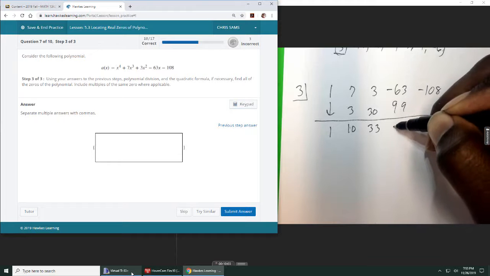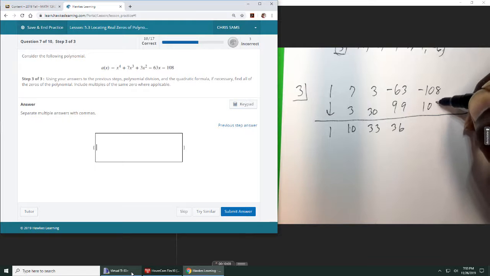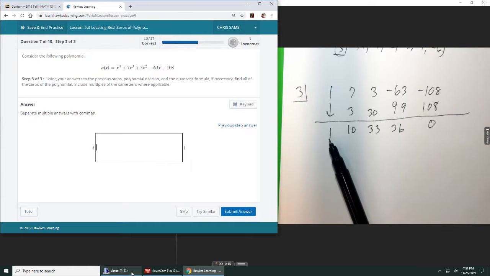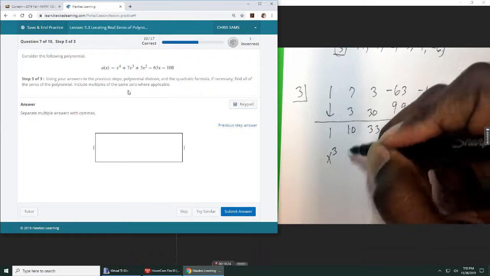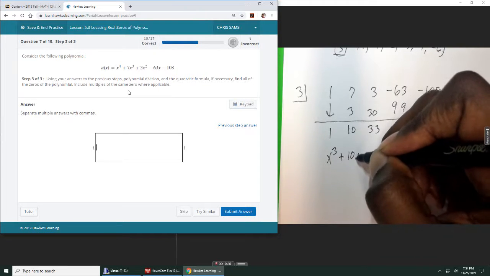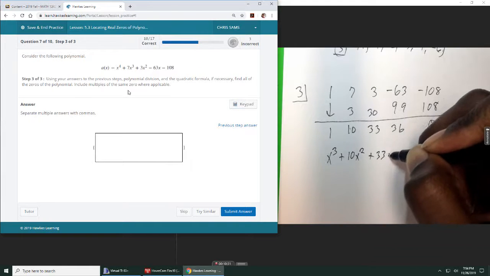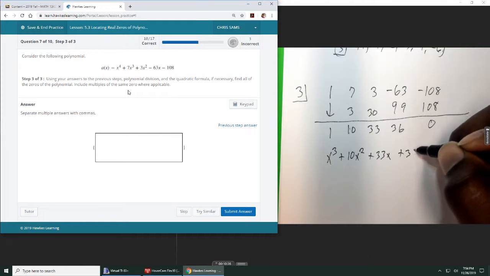Combine these, we get 36, and 3 times 36 was positive 108. Combine those, we got 0. Okay, so 3 works. My resulting polynomial, since we started with a 4th degree, dividing off one number would bring us down to a 3rd degree. So this is x cubed plus 10x squared plus 33x, and they're all positive, so that's why we know plus, and then plus 36.